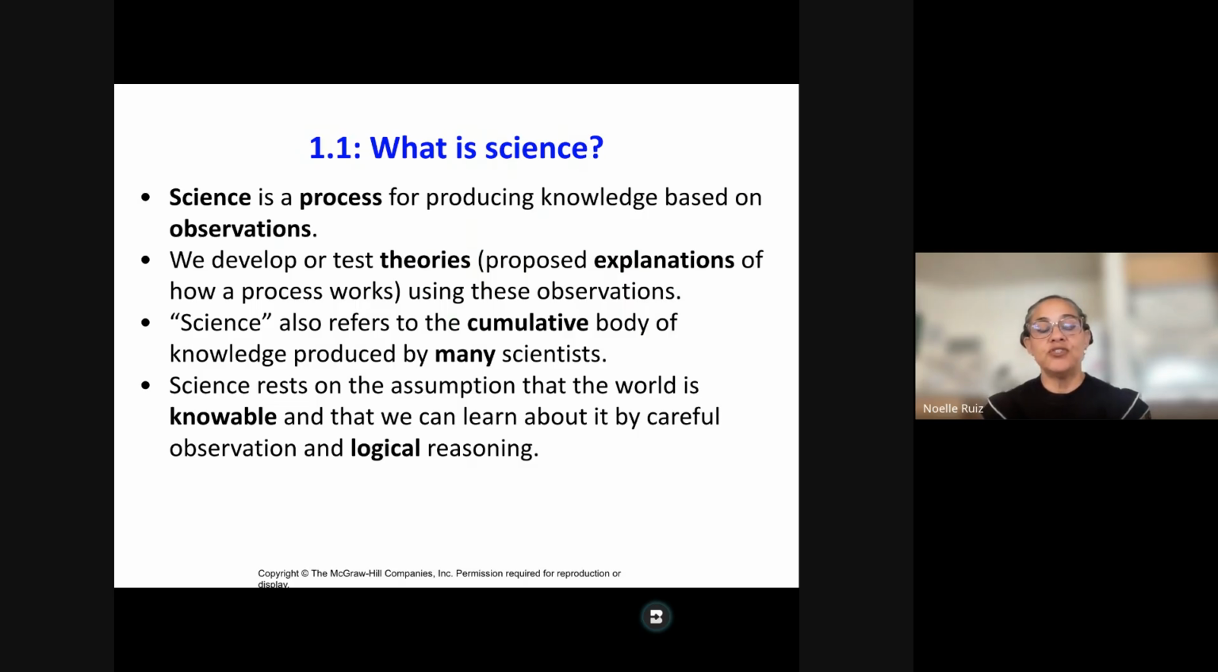Science also refers to the cumulative body of knowledge produced by many scientists. Cumulative is a word related to accumulate. When you accumulate knowledge, you gather it. So all of these scientists performing all these experiments, gathering all this data and results, and putting it all together, that is a cumulative body of work. Science rests on the assumption that the world is knowable and that we can learn about it by careful observation and logical reasoning.